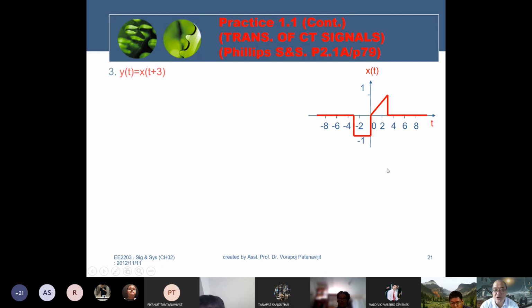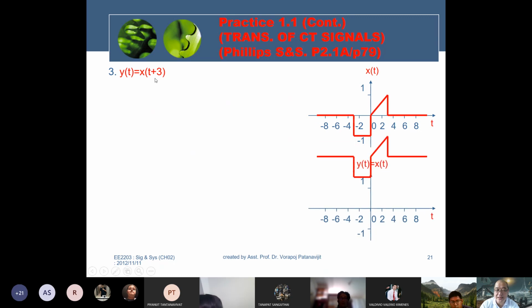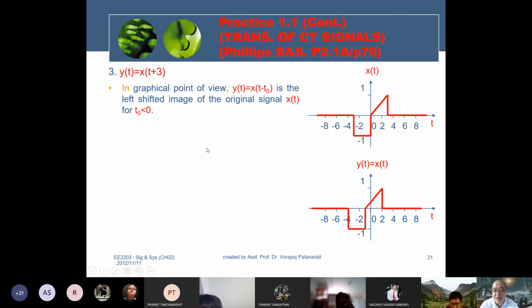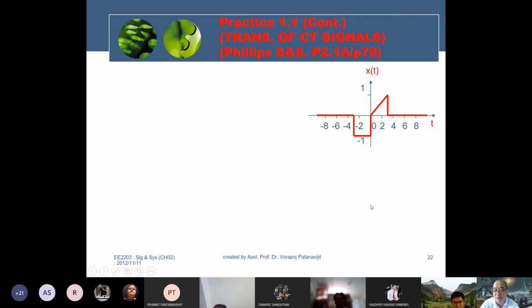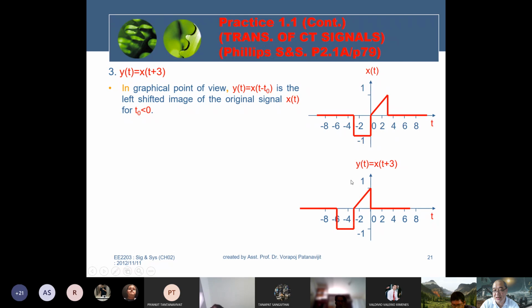The third sub question is here, x(t+3). You know that this operator is for time shifting. From the graphical point of view, y(t) equal to x(t - t0) is the shifted image of the original signal x(t). In this case, the form is t minus t0, therefore t0 is minus 3. If t0 equals minus 3, it means the signal will be shifted to the left-hand side by 3 positions, as shown in this picture.